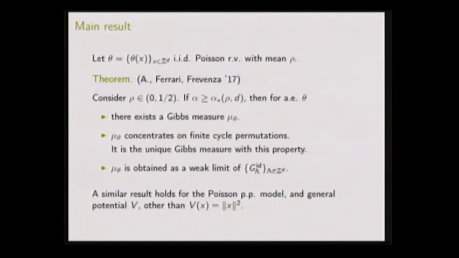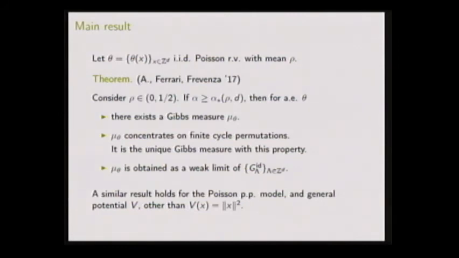We obtain it using this fact I mentioned before, that this is just a weak limit of the specifications. So this would say that for alpha large enough, cycles are all finite with probability 1 for any realization of your point process, and alpha is the same. It's not a random number depending on theta.